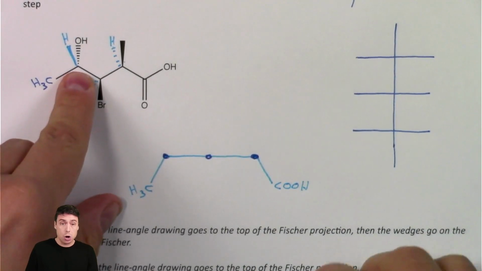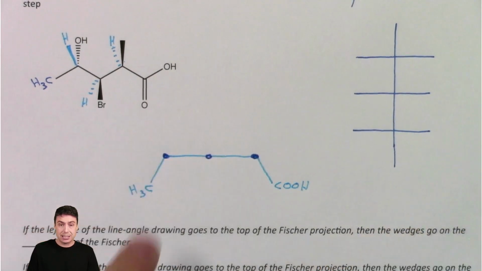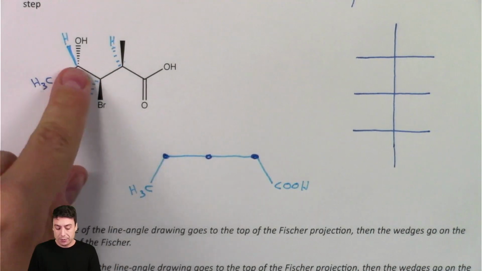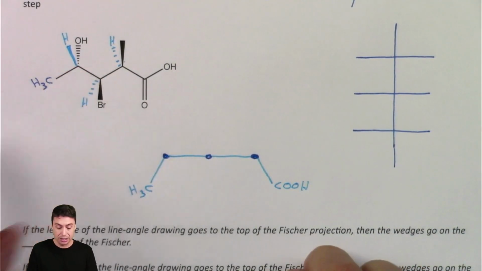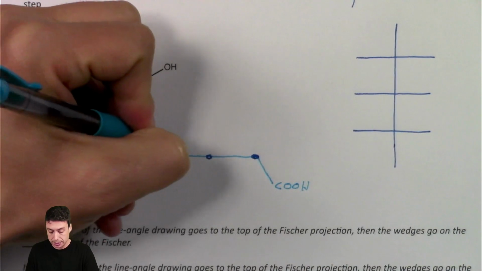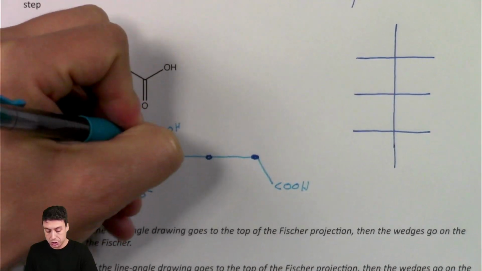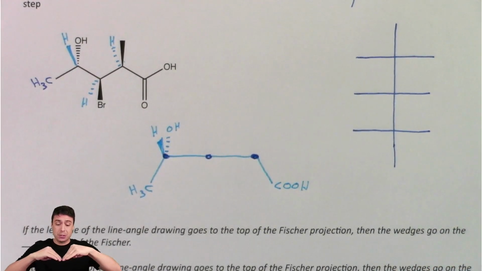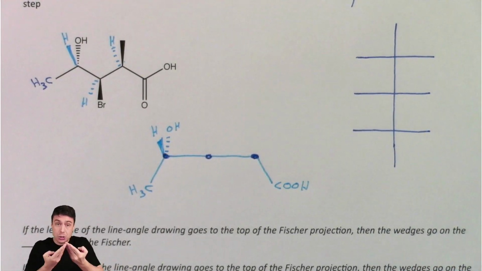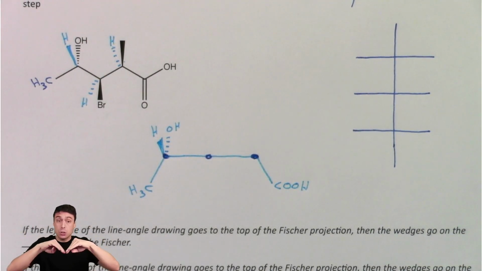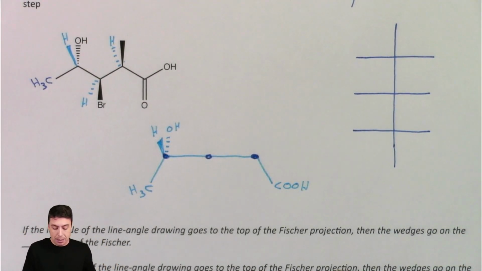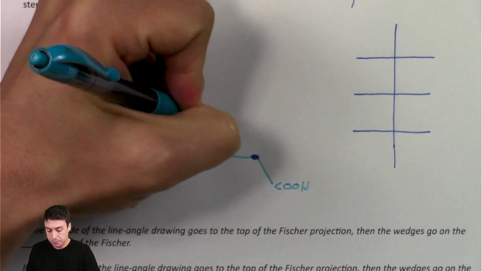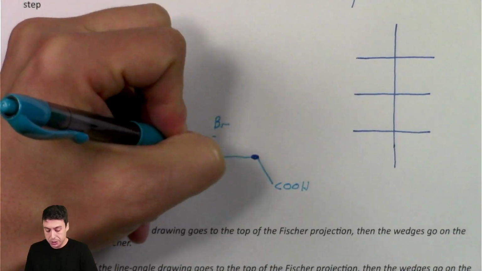If your line angle is already pointing up, remember the goal of this is that we want a spine. We want to be able to look down the spine of what we have. So if it's already pointing up, great, change nothing. So that means your OH is on a dash and your H is on a wedge. Perfect. If your line angle is pointing down though, what we have to do is imagine we're flipping it up so that it's pointing up so we can look down the spine. So when you flip it up to point up, that means dashes and wedges flip. So your bromine becomes a dash and then your H becomes a wedge.